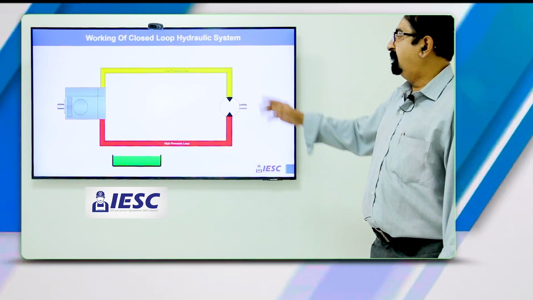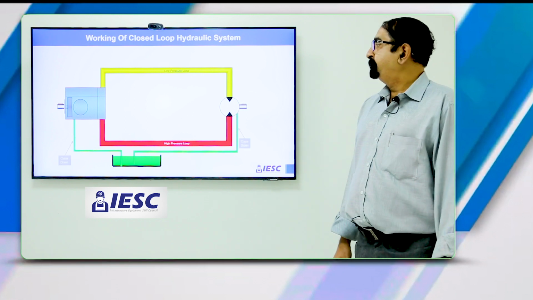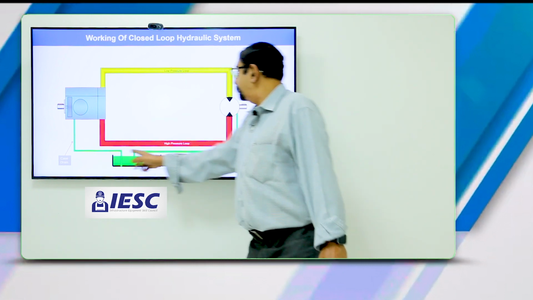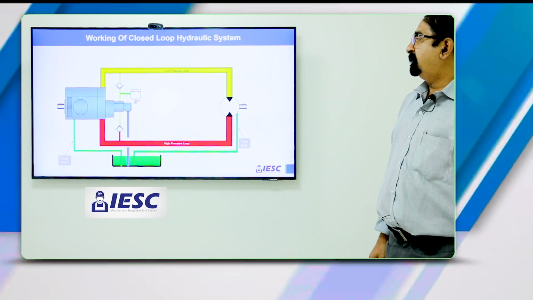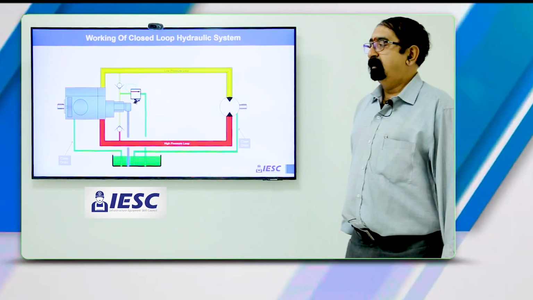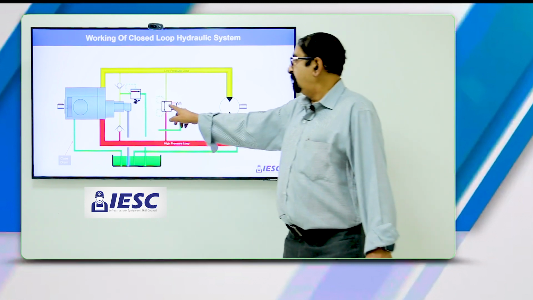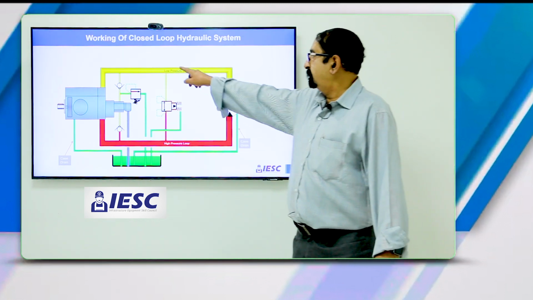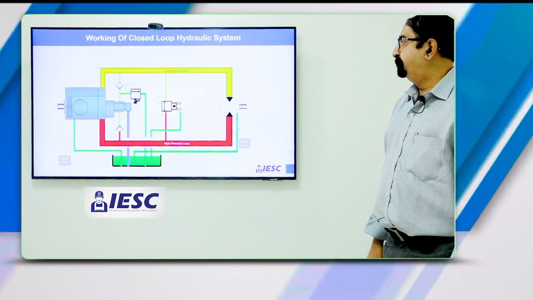Let's have a look at the animation. We have the case drains in green from the pump and the motor, and then we have the charge pump, the replenishment check valves and the inlet charge relief valve. The system main relief valve is connected on both sides of the loop, one on the low pressure side in yellow and one on the high pressure side marked in red.